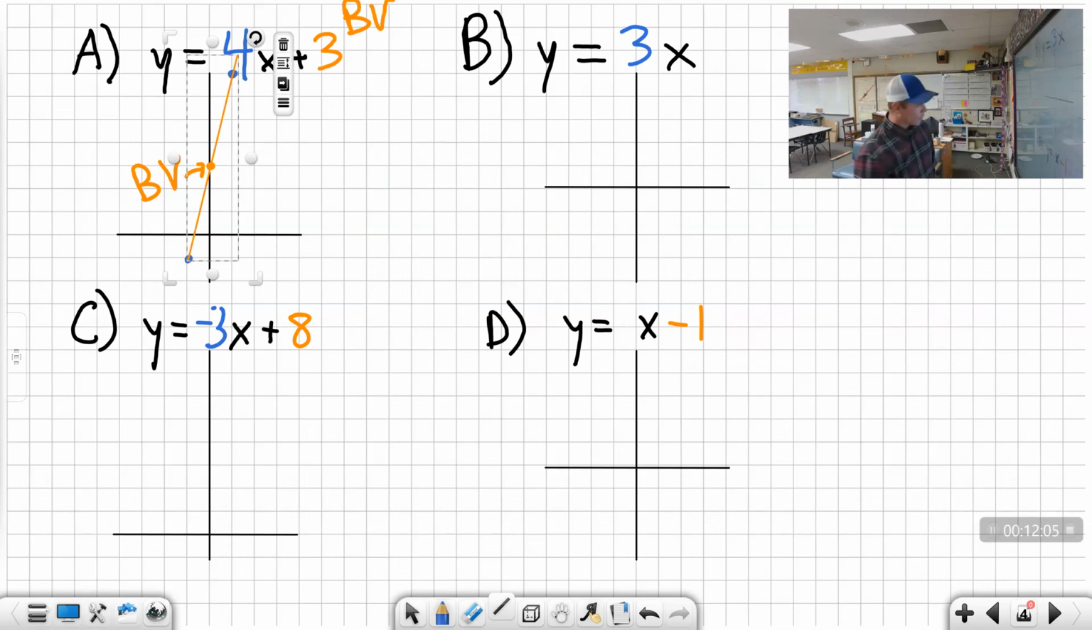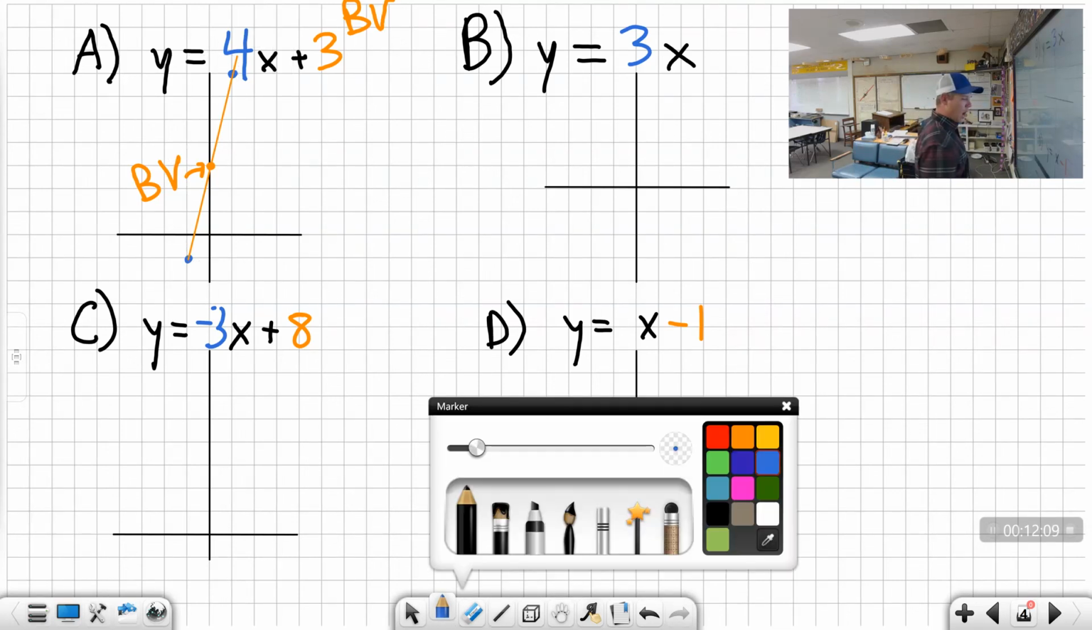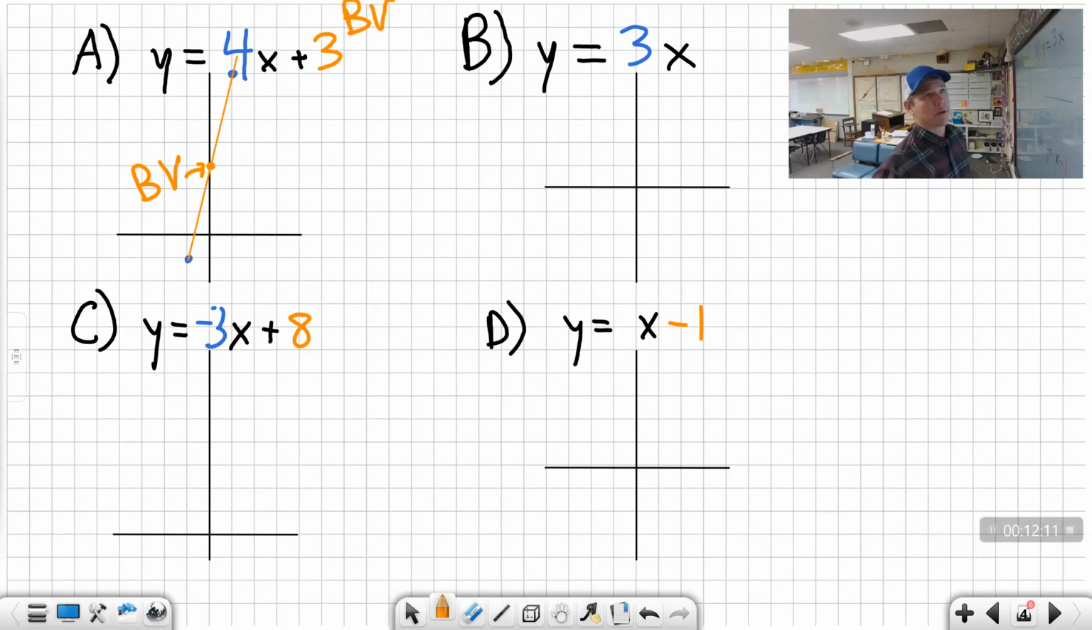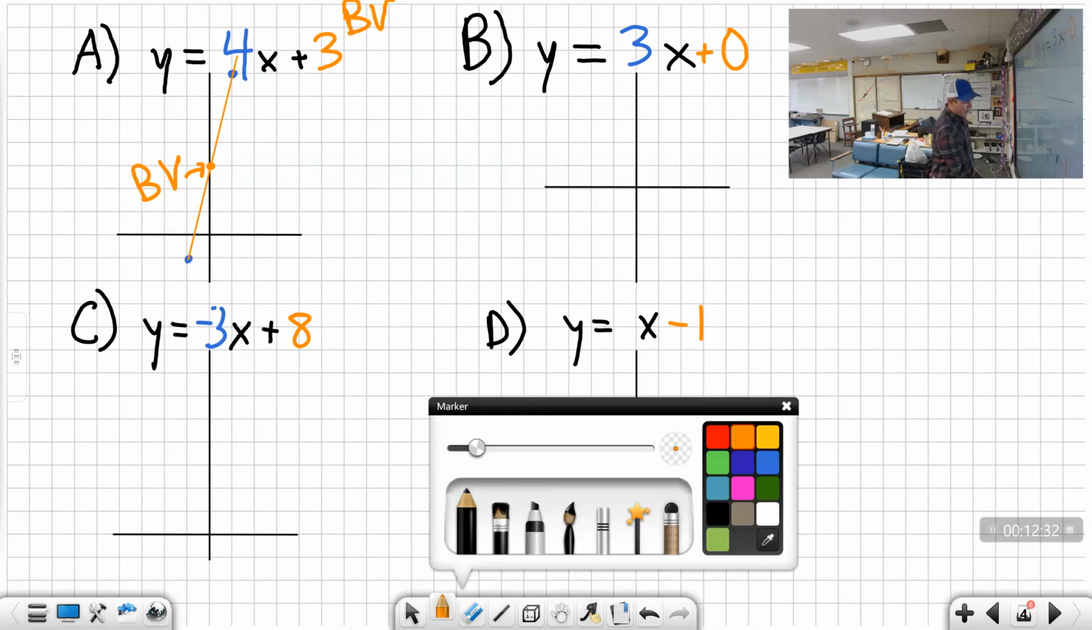Now, let's look at our other problems. You're going to do B, C, and D. I want you to notice letter B is missing its beginning value. What does it say right here? Plus what number? Mr. McCoy, I don't see a number. It's nothing. Nothing is there. What number is nothing? Oh, yeah, plus 0. You lazy mathematicians. Okay, notice we've got y equals negative 3x.